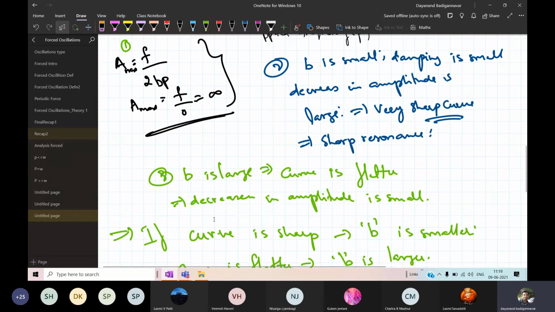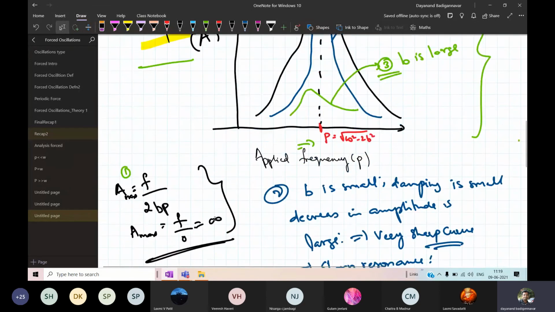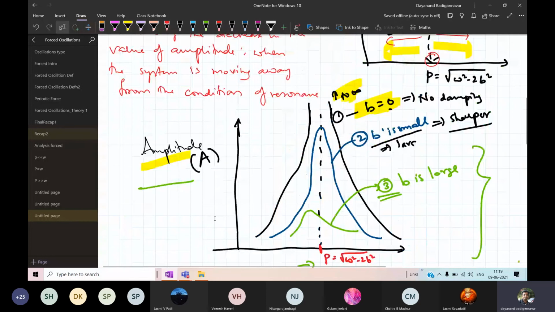Okay, now you can clearly understand better using the previous example of a radio system.